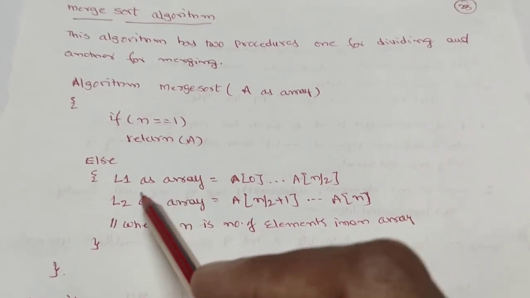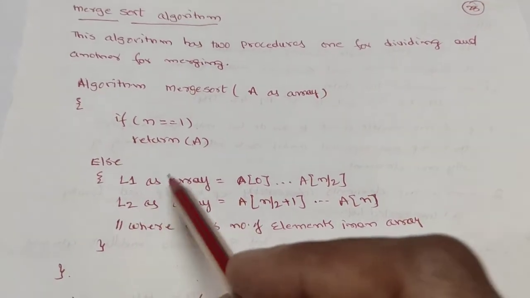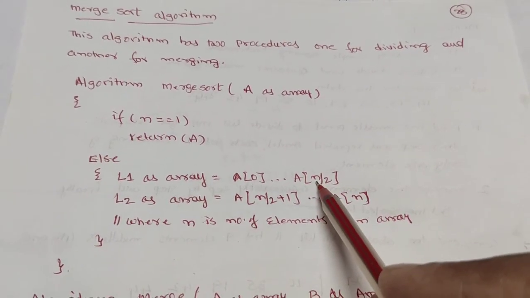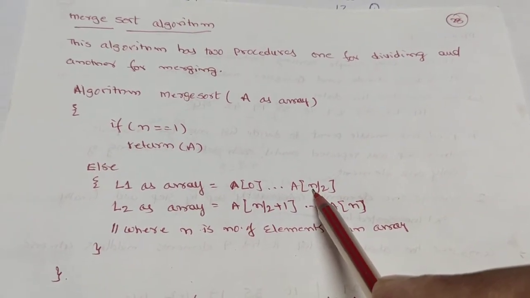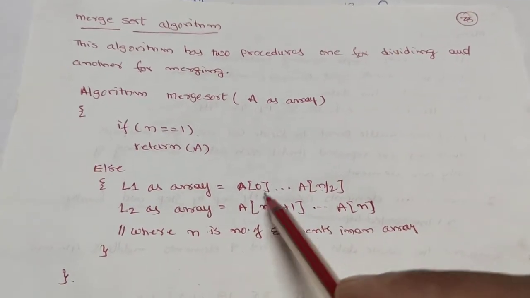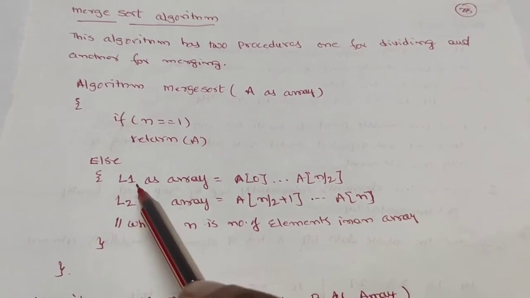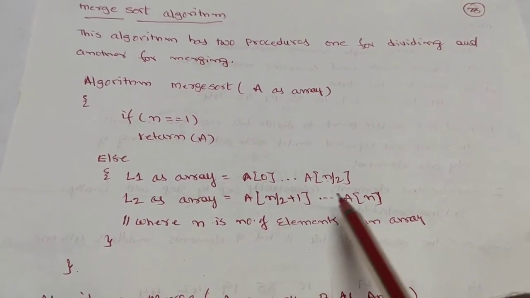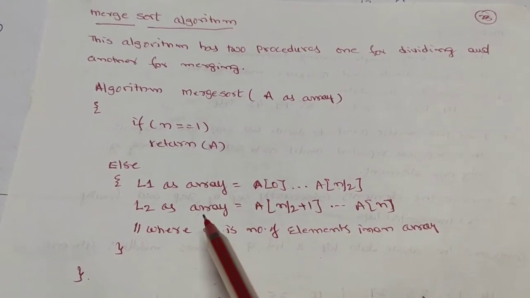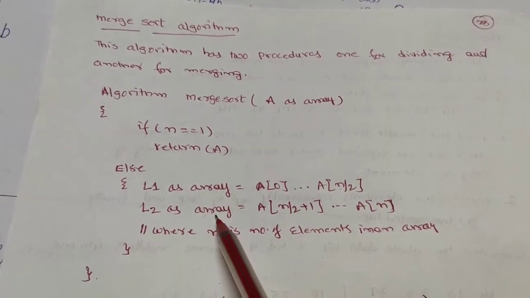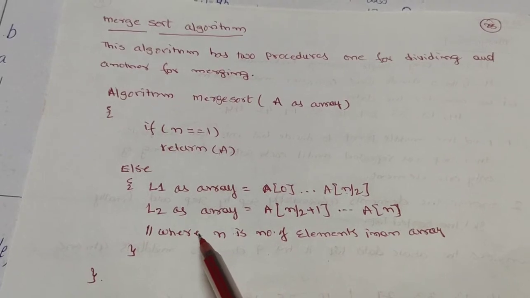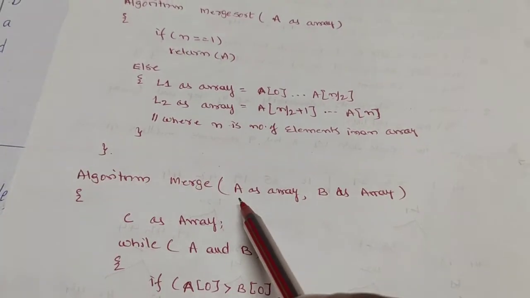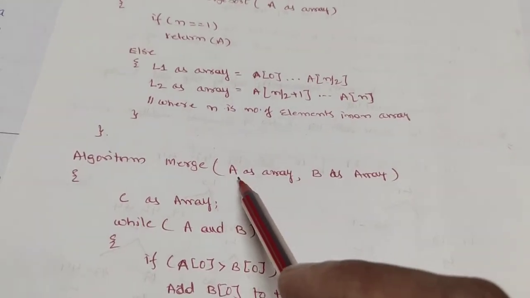Else, otherwise, I consider the variable L1 as the array A from index 0 to n by 2, because n is the total number of elements. From the first element to the middle element is considered as one list, and from n by 2 plus 1, from the middle element to the last element, is considered as another list. So again we are going to send these to merge sort, and here I am going to merge.